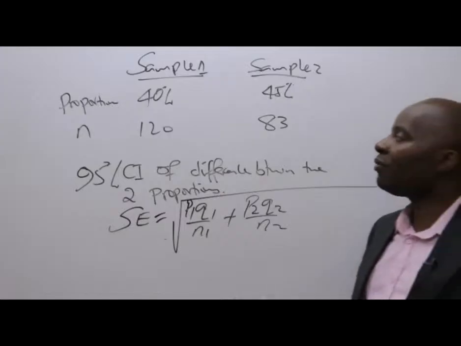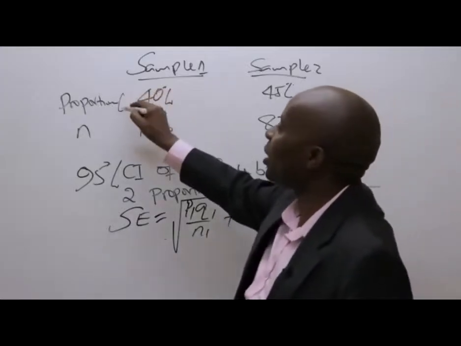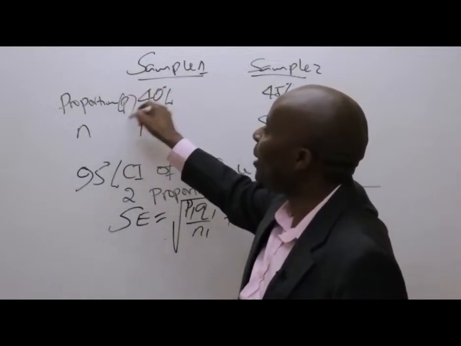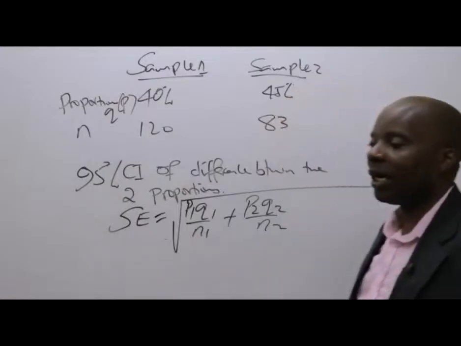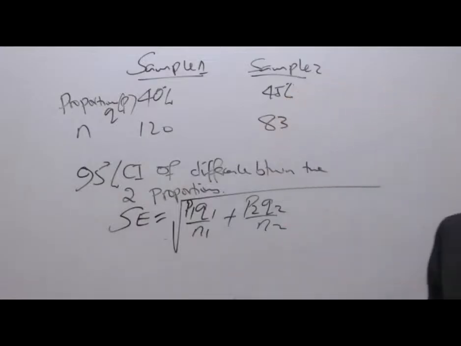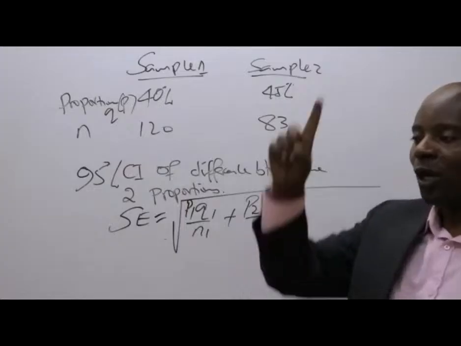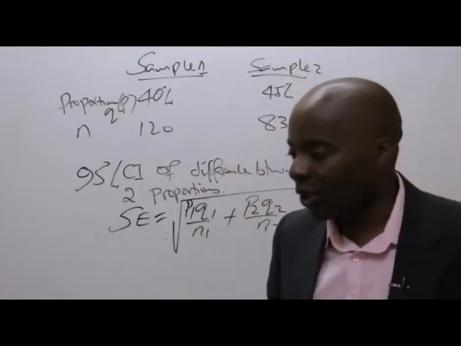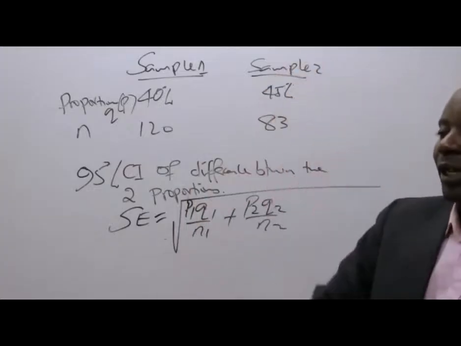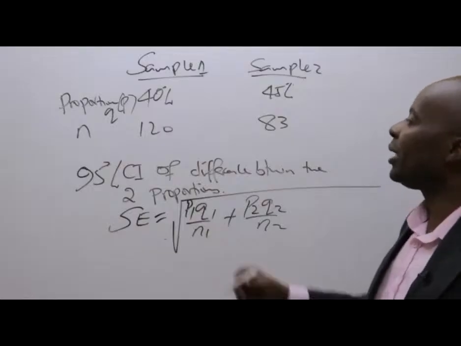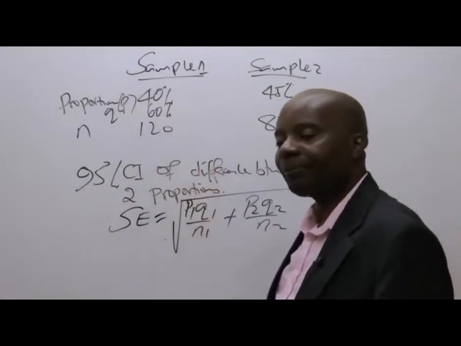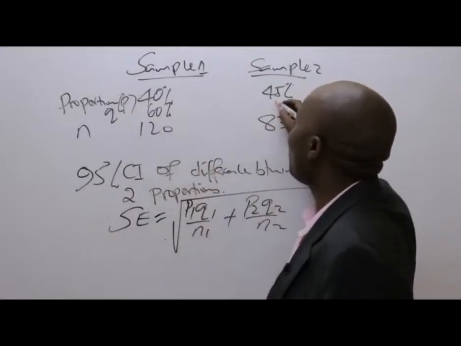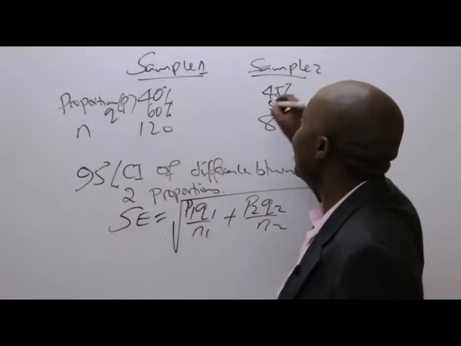So when you have these proportions, the only thing that you need to do, these are your P. So you need to come and introduce the Q's somewhere there, bearing in mind that P plus Q must always add up to 1, meaning 100%. Meaning that Q here will be 60%. Ladies and gentlemen, Q for this will be 55%.